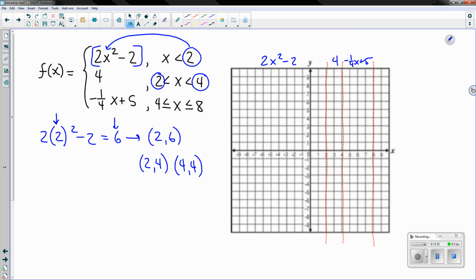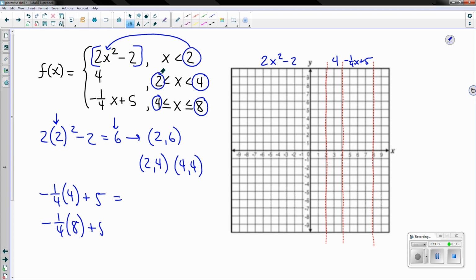And then lastly, we're going to have to do some evaluation for these last 2 points to figure out where that linear function negative 1/4 x plus 5 hits those 2 dotted lines. So we'll do some evaluation below. So we're going to have negative 1/4. I'm going to plug in 4 first. And then below, we'll plug in 8.